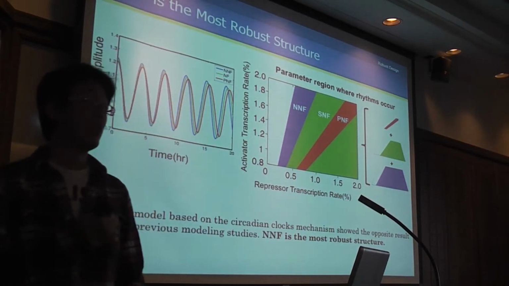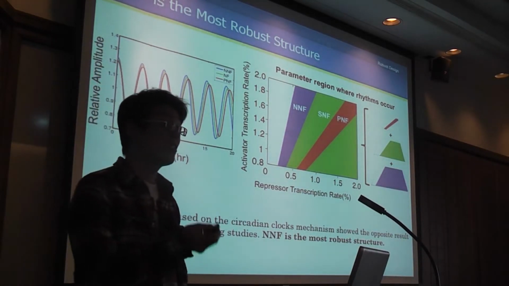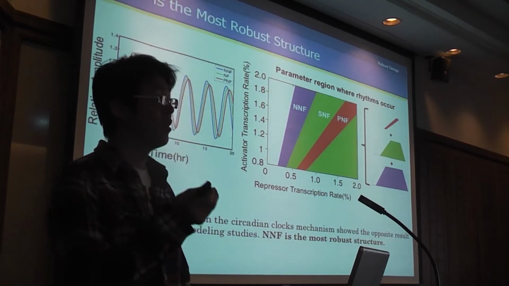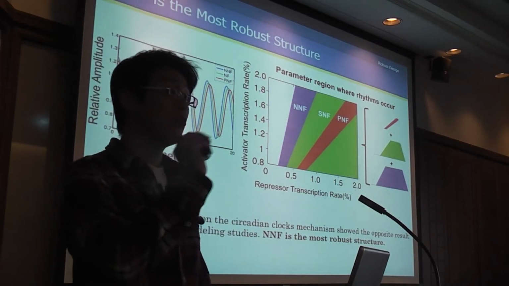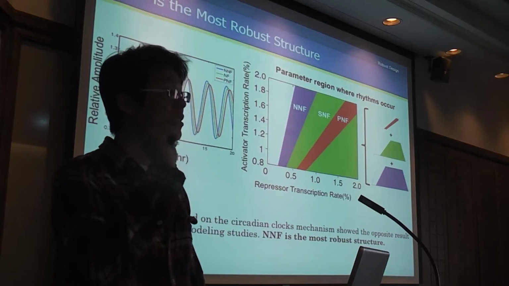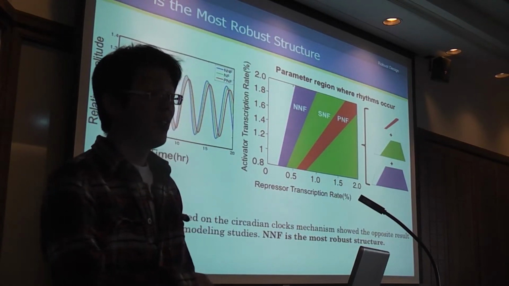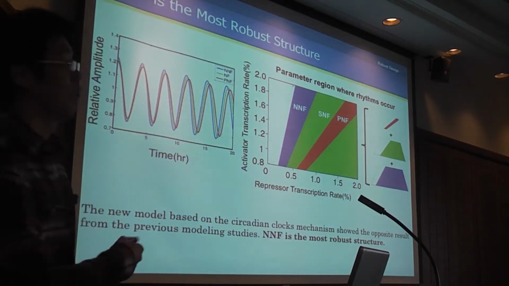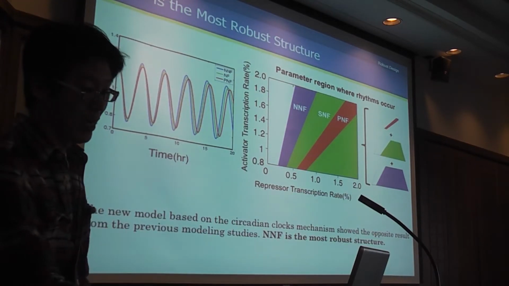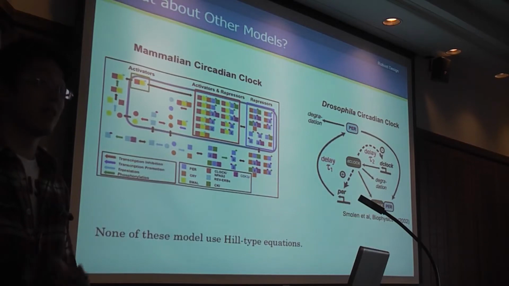So the previous study, which was based on this Hill type equation, claimed that the positive negative feedback loop is robust. But I just switched the mechanism to protein sequestration. The results are exactly opposite. So I wonder if this only works for this simple model. So I tested other models.